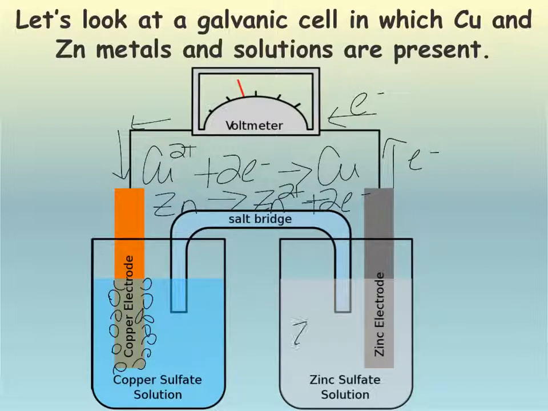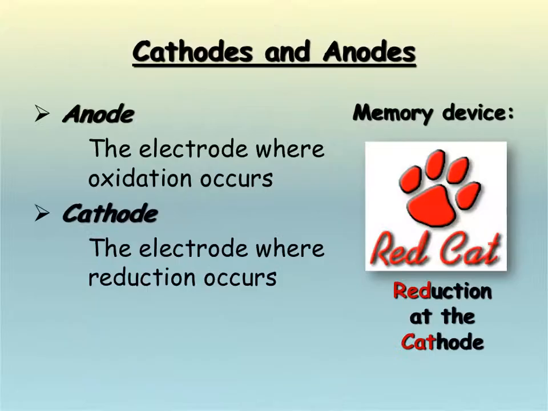And then we have Zn2+ that are coming off here into solution, in addition to the ones that were already there. And then the Cu2+ that were in this solution are being removed and put onto that electrode.